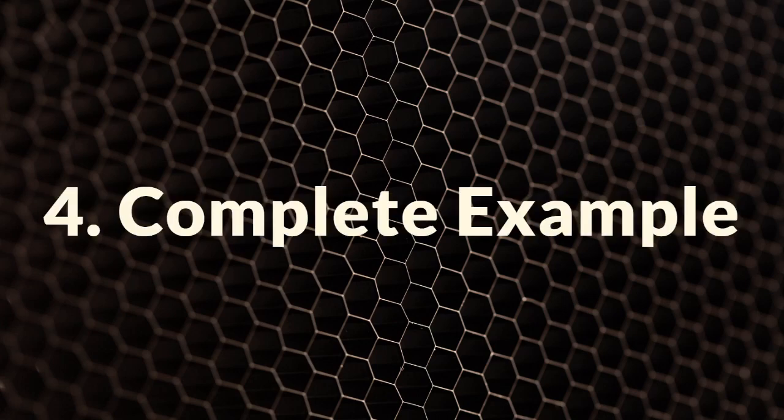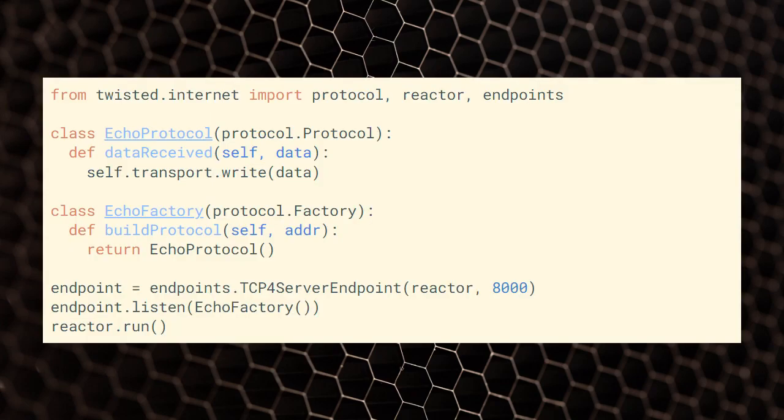That's it. We've created a simple network application using the Twisted framework that listens for connections on port 8000 and echoes back any data received. Remember to import the necessary classes at the beginning and don't forget to start the reactor at the end. Let's put everything together in a complete example.